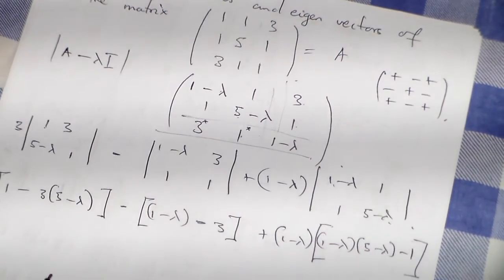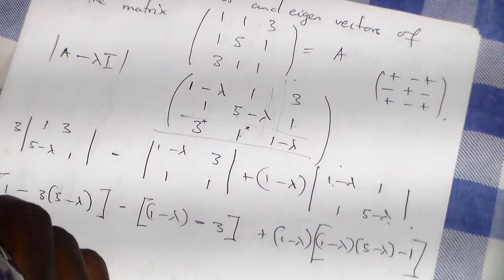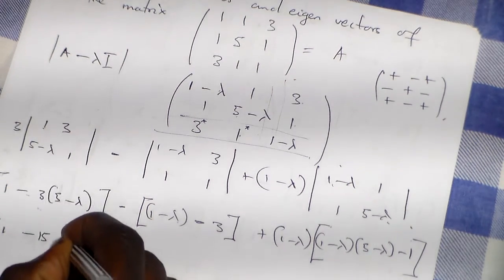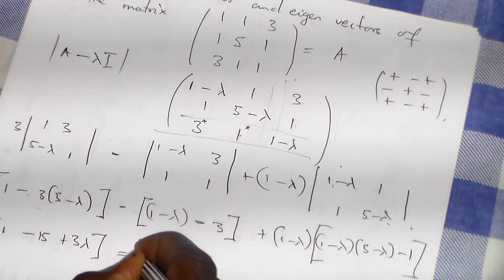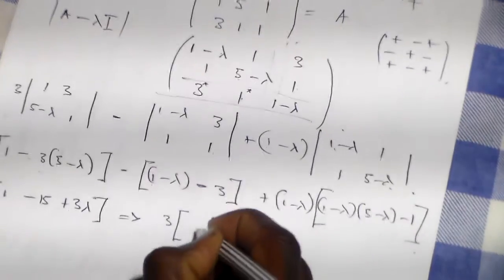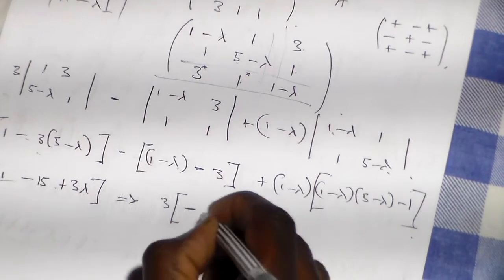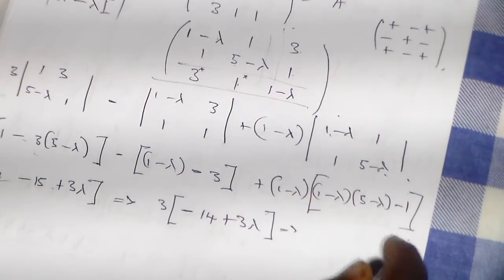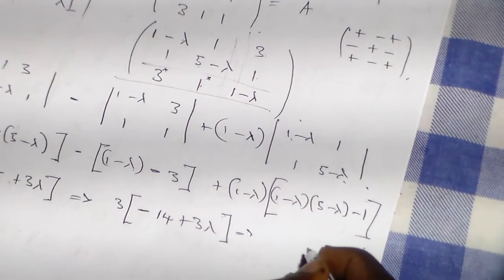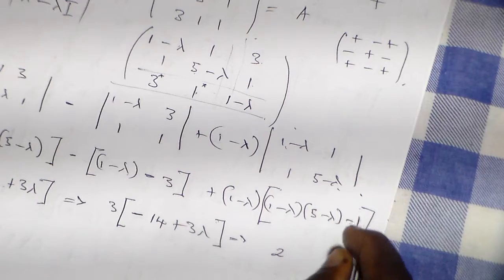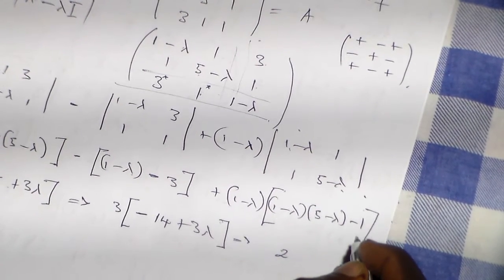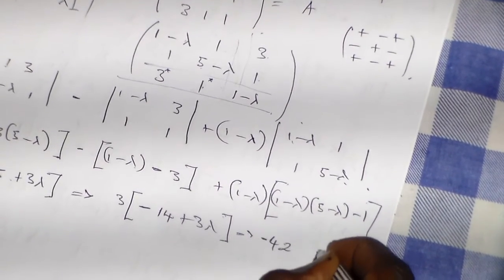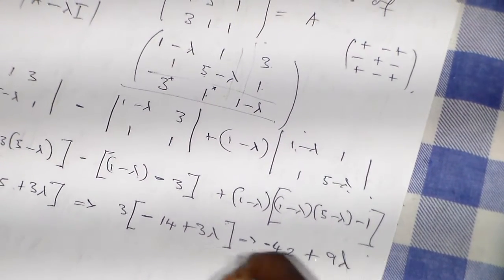So simplifying each and every factor of this expression, you can say 3 times 1 minus 15 plus 3 lambda. This will get me to 3 times minus 14 plus 3 lambda, which will also give me, if you say 3 times 14, 42, negative 42 plus 9 lambda.